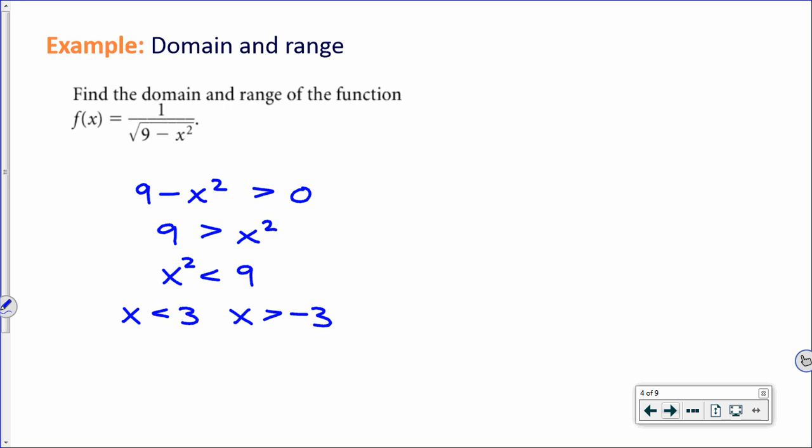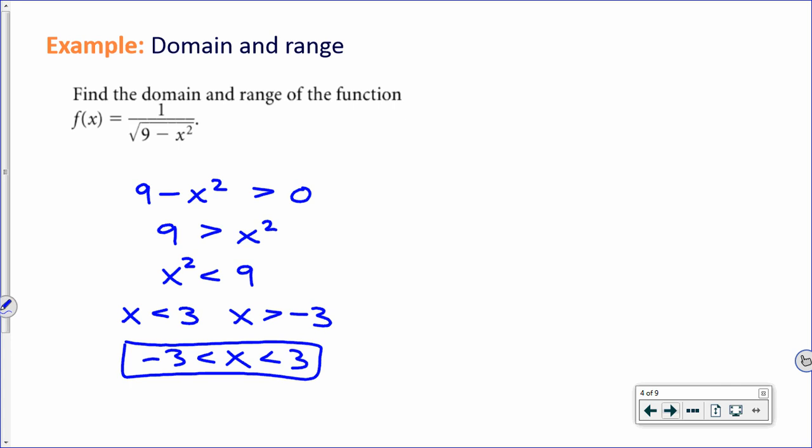And this time, if x is less than 3 and greater than negative 3, it is more sensible to write your domain like this, with x being between two values. And then range, if we don't have a calculator handy, it's helpful to just imagine plugging in values from your domain, see what kind of outputs you get.